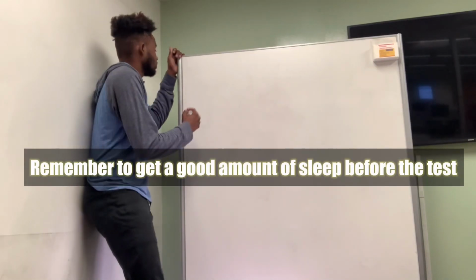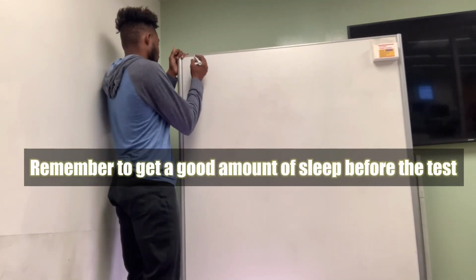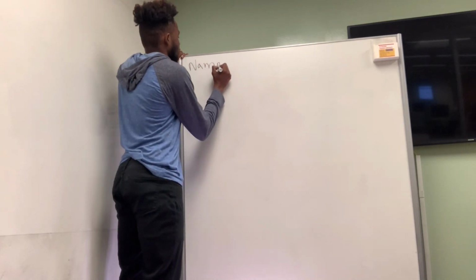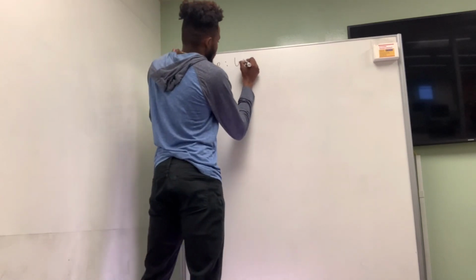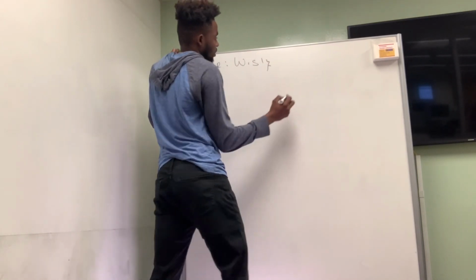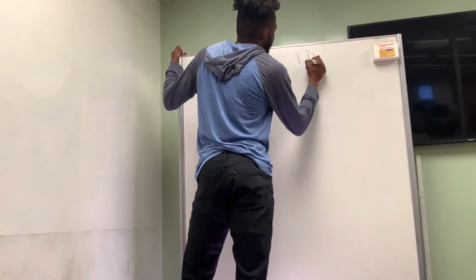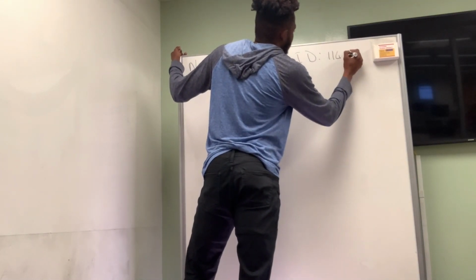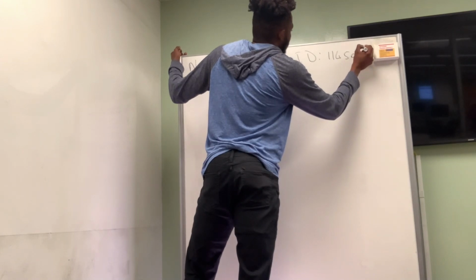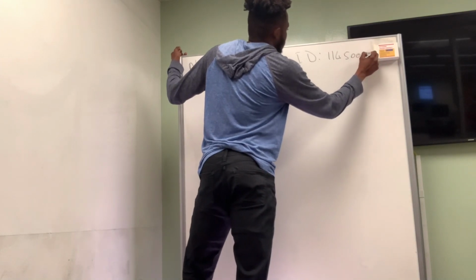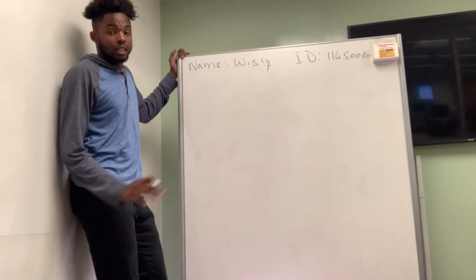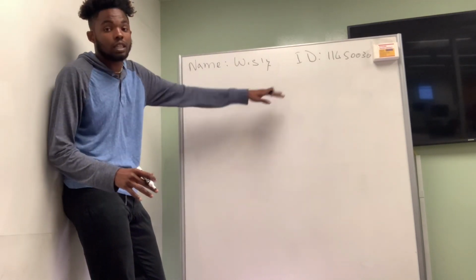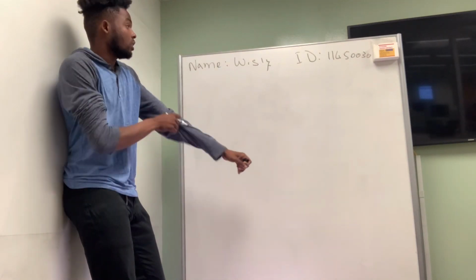So first of all, before I start my test, I'm gonna put name, Weasley, ID. I'm gonna make a fake ID. I don't trust you guys. Just like this. That's how I get ready before the test. If you could have a page just like this, that would be great.